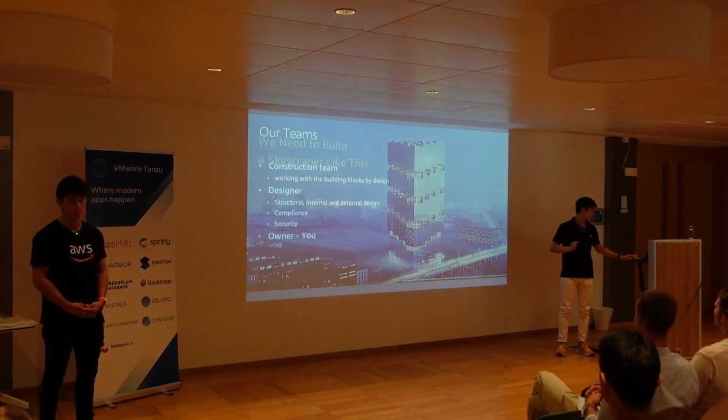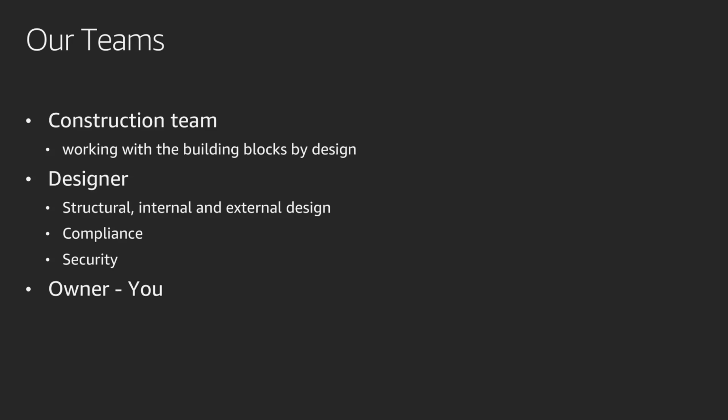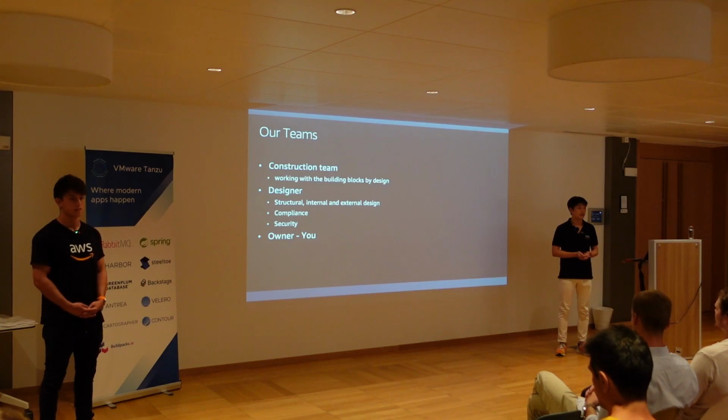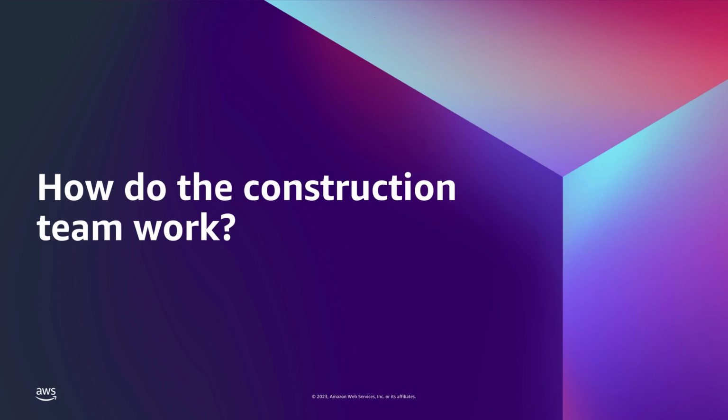Great. So there are several teams. I break it down into three. The first team is a construction team who will build the building brick by brick. The second one is the designers, who stand at a higher level to design the building, to plan it. They look normally from more perspectives such as security, compliance, and structural internal designs, if we talk about building a skyscraper. And the third team, let's imagine it's you who owns this building project. We need to coordinate everything and own the project. Let's first look at what the construction team is doing.